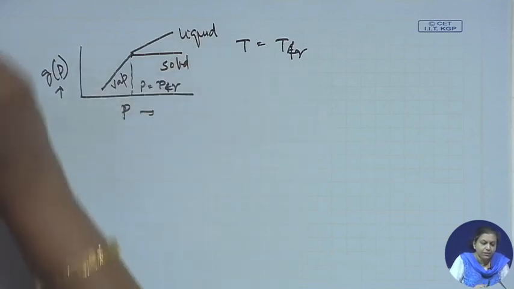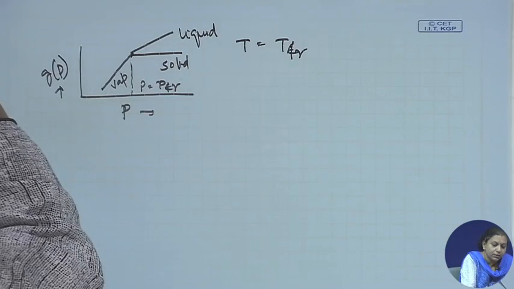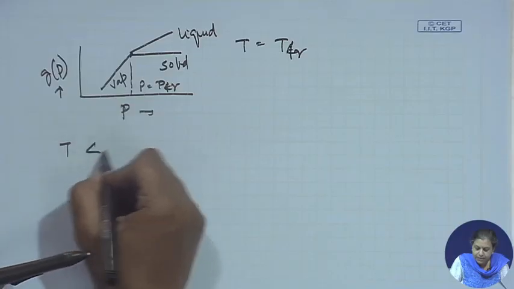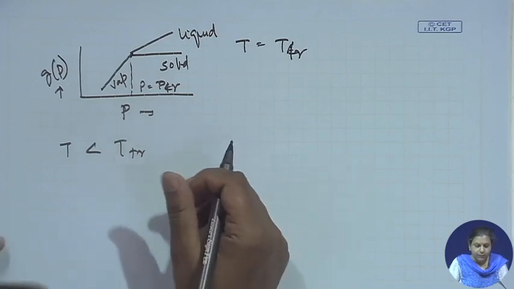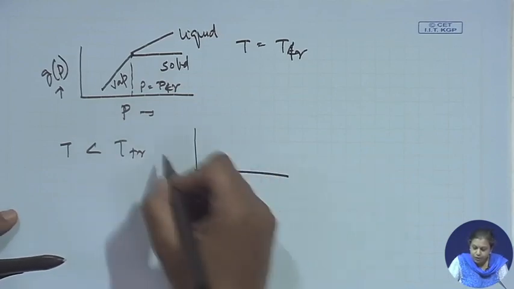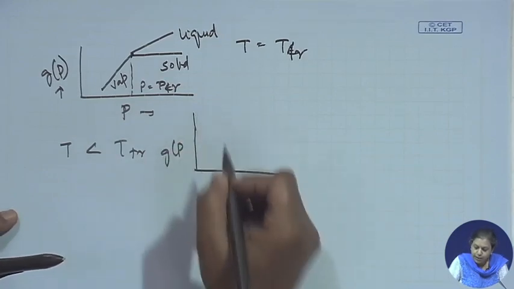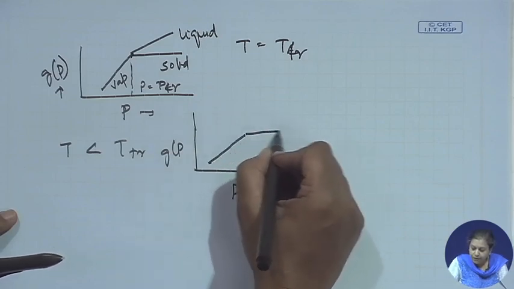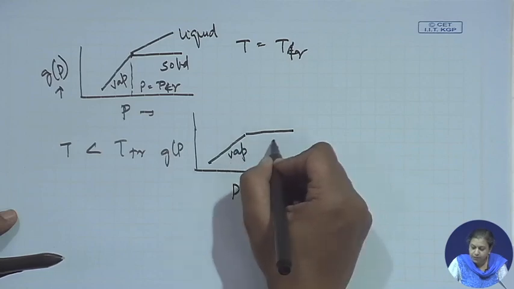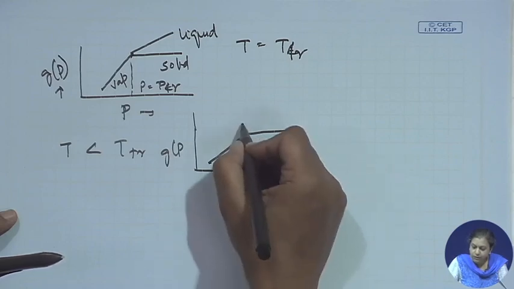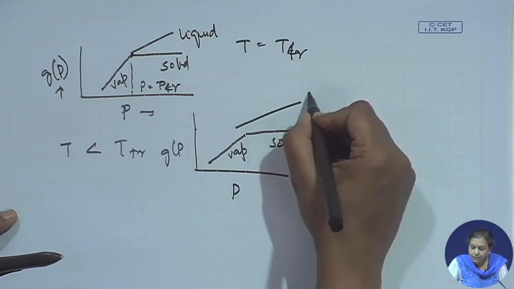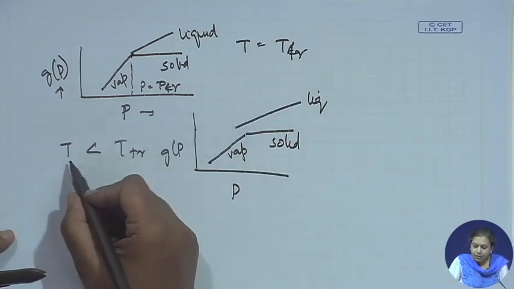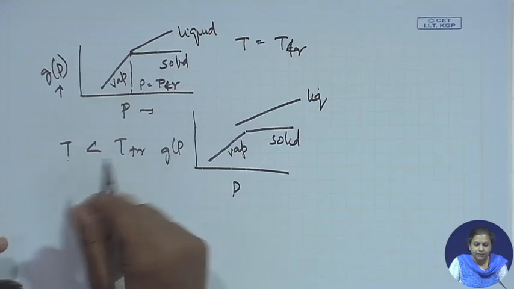In the similar way, suppose we would like to plot it at some other temperature where T is less than the triple point temperature. In this particular case, what type of curve do you think you are going to expect? We have the vapor phase at low pressure, we have the solid phase here, this is the vapor phase, this is the solid phase, and the liquid phase will be existing. We will never have a liquid phase for the temperature conditions less than the triple point.